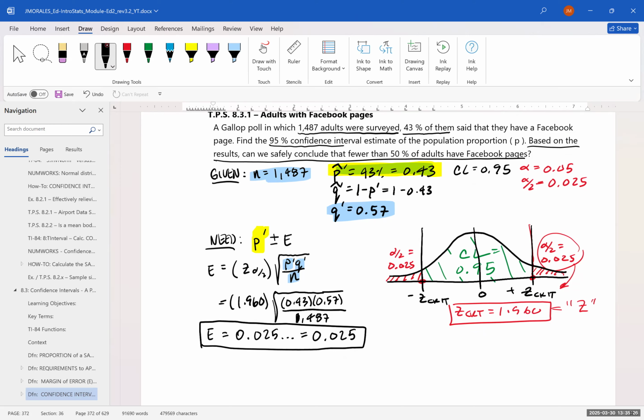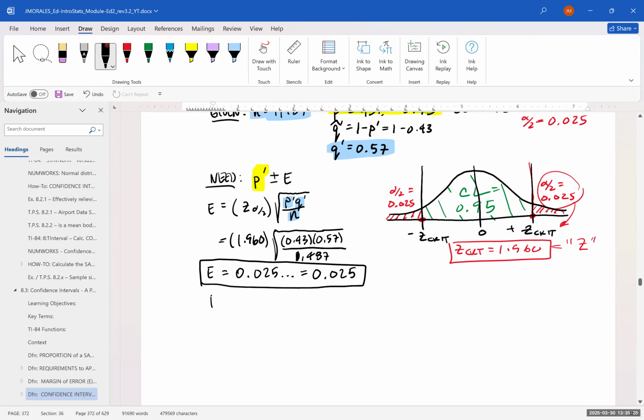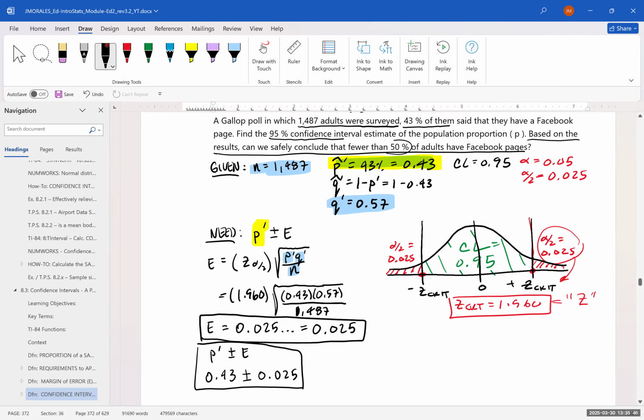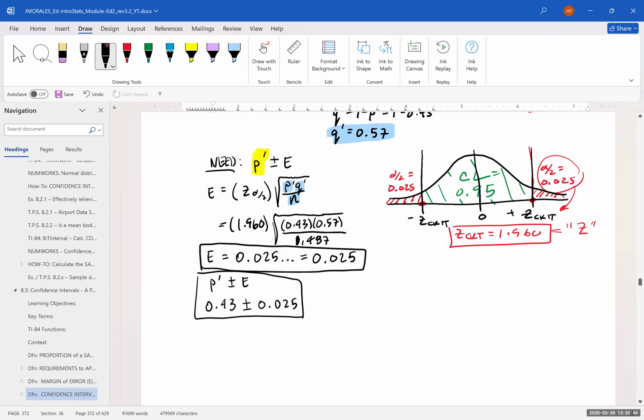All right, so now we can construct our confidence interval, which is the point estimate of 0.43 plus and minus 0.025. All right, but we want to be able to evaluate it to see how it compares to 50%. So if we're going to write this in percentage, this is going to be 43 plus and minus 2.5%. Okay, that's the equivalent there.